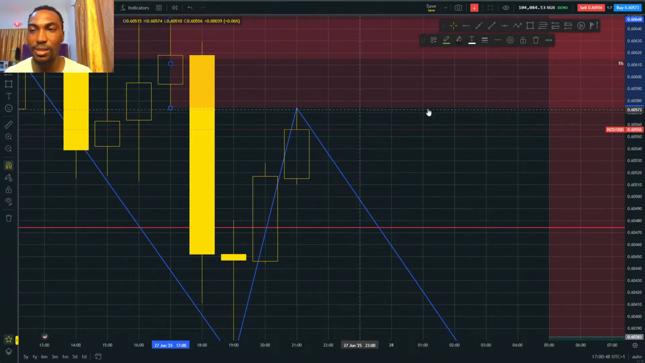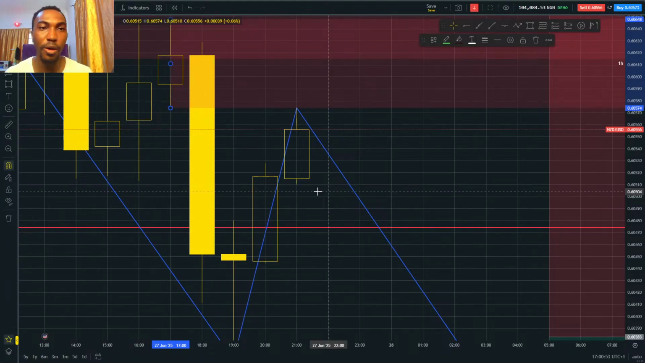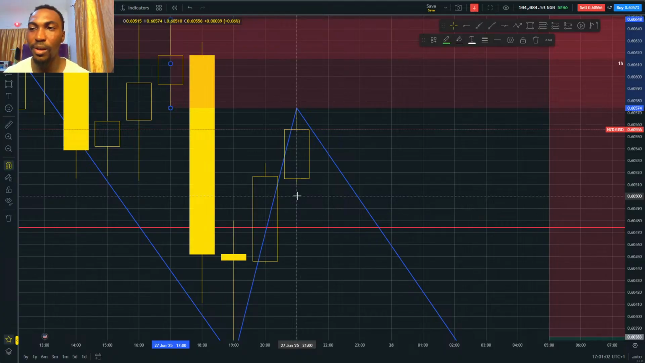This is 0.60574. And what is price here? Take a look at this low right here, 0.0510. This is how close price is to that point.